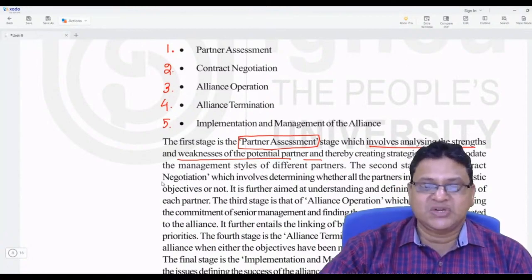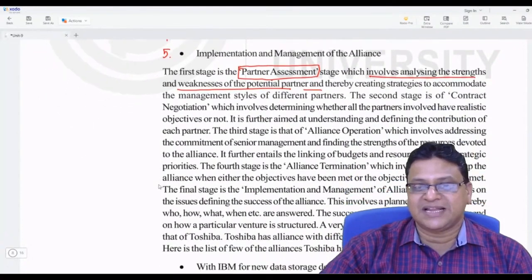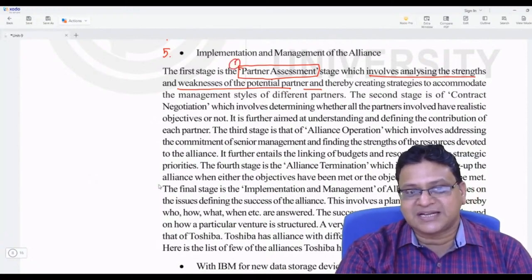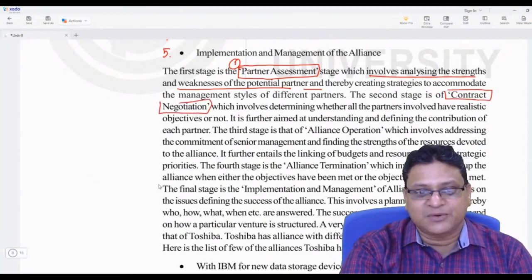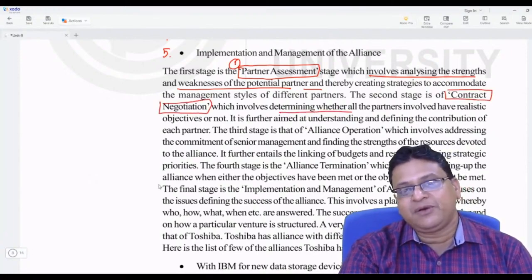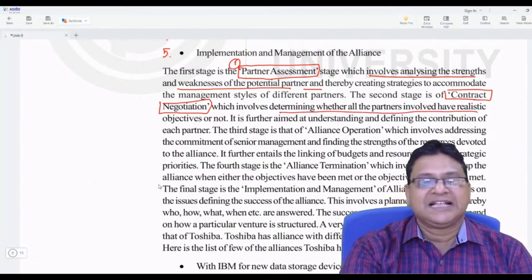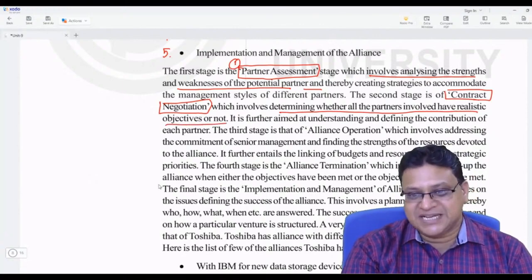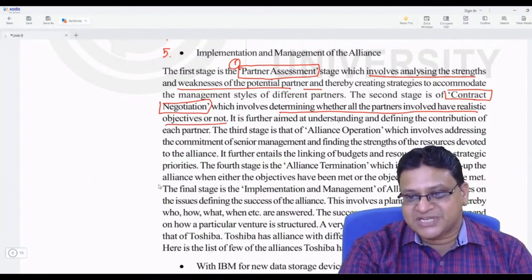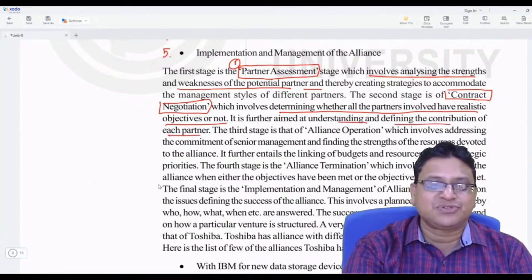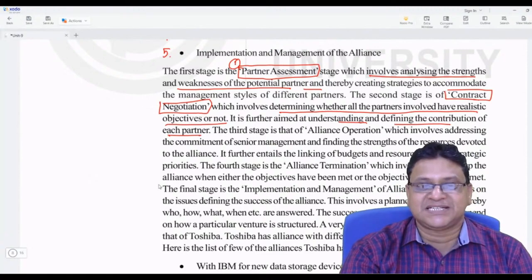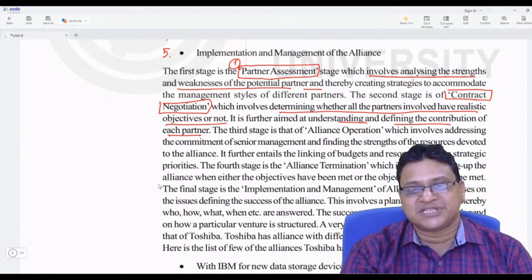Second stage is contract negotiation. What is contract negotiation? What happens in contract negotiation? It involves determining whether all the partners involved have realistic objectives or not. So in contract negotiation, we understand and define the contribution of each partner. Which partner will contribute what? That is decided under the contract negotiation stage.